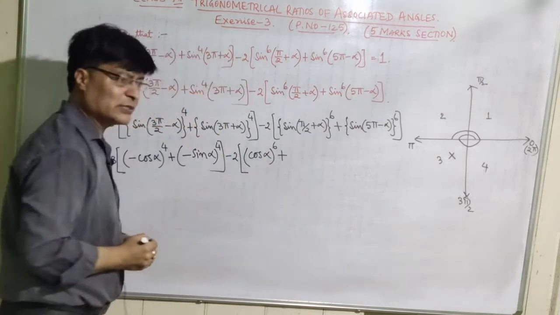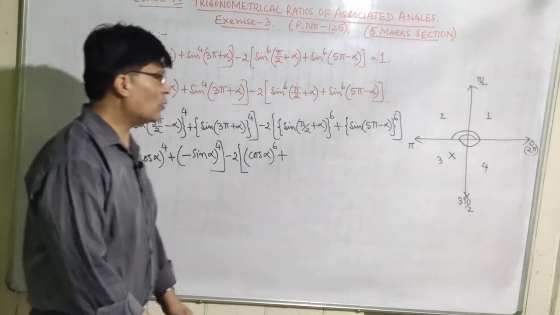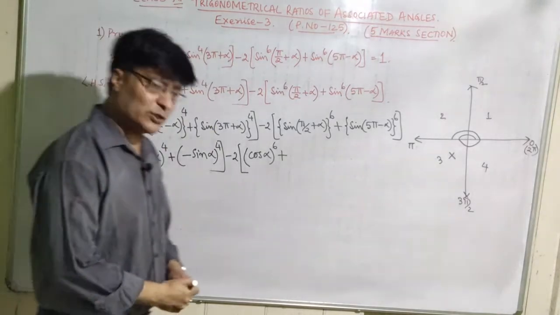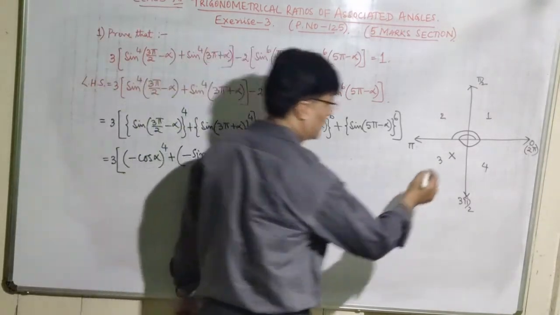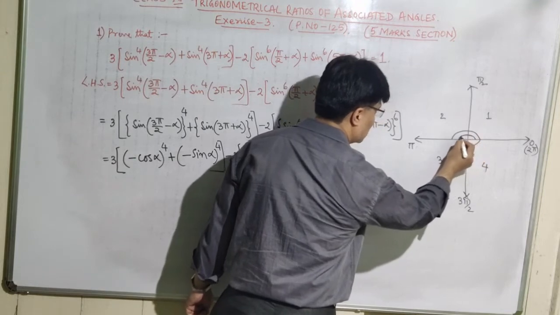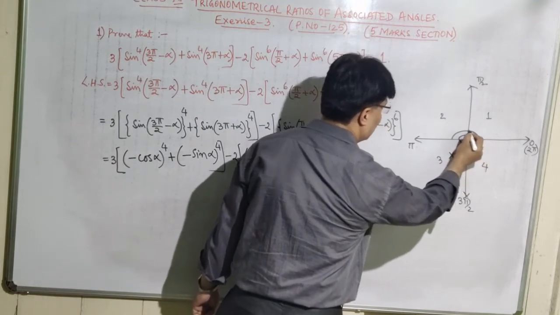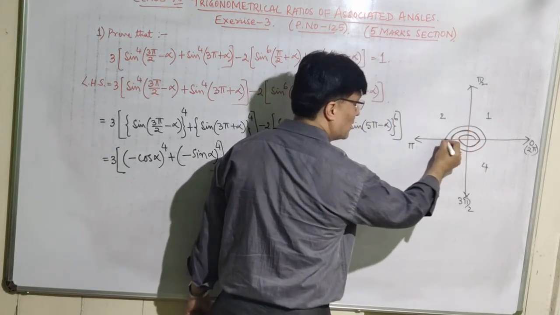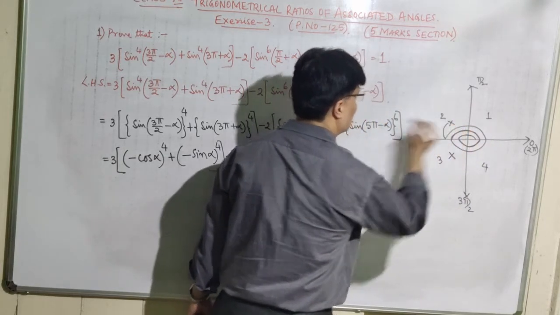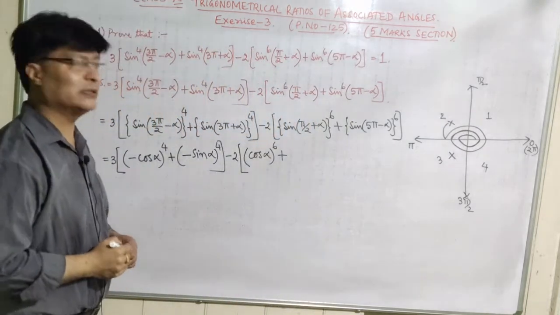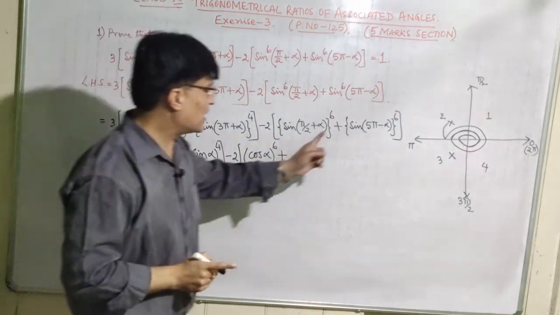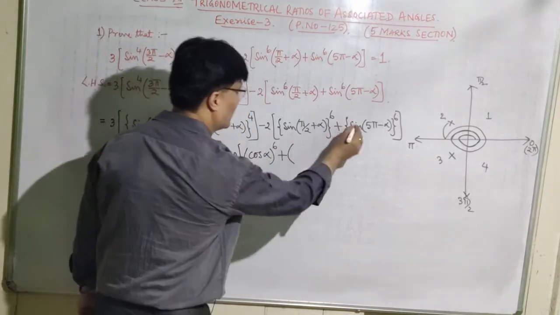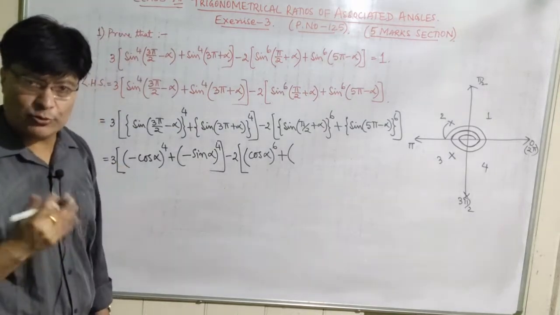Then write down plus. Now what about this 5 pi minus alpha? In which quadrant does it lie? 5 pi means this is 1 pi, this is 2 pi, this is 3 pi, 4 pi, this is 5 pi. 5 pi minus alpha lies in which quadrant? Second quadrant. And you know that in the second quadrant, sine is always positive. Positive sign, usually we don't write it.